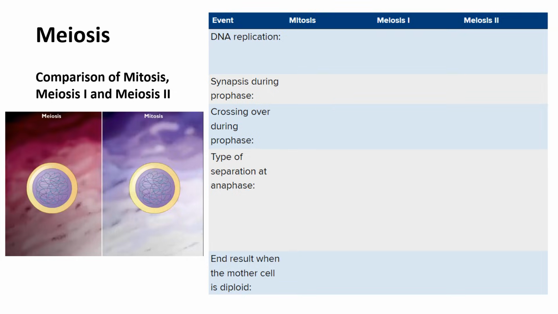Let's take a closer look at some of the differences. Here's a side-by-side video that'll show you the differences, and then we'll talk about the details in this table here. Prior to meiosis or mitosis, DNA replication occurs. In both meiosis and mitosis, the nuclear membrane breaks down as the DNA organizes into chromosomes.